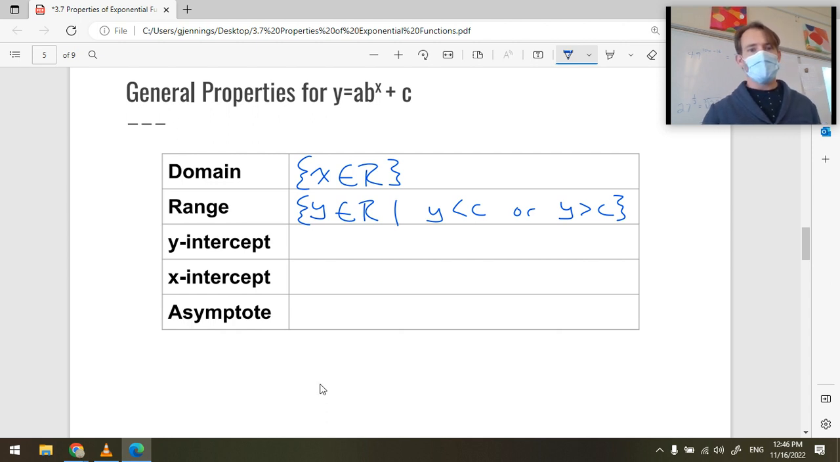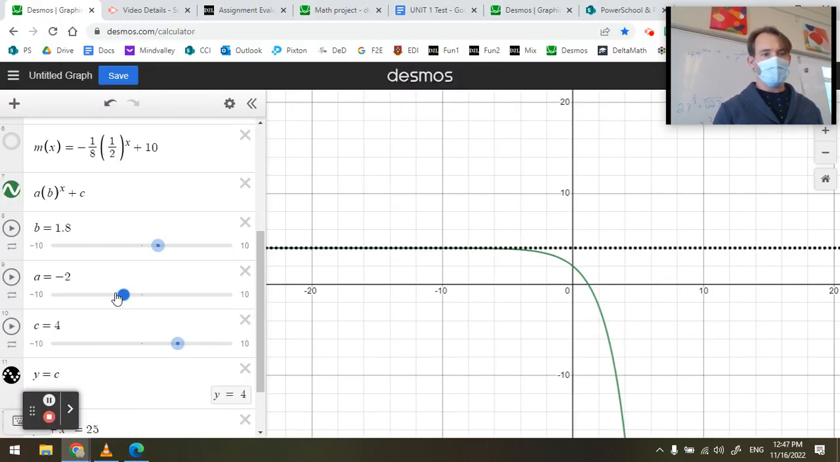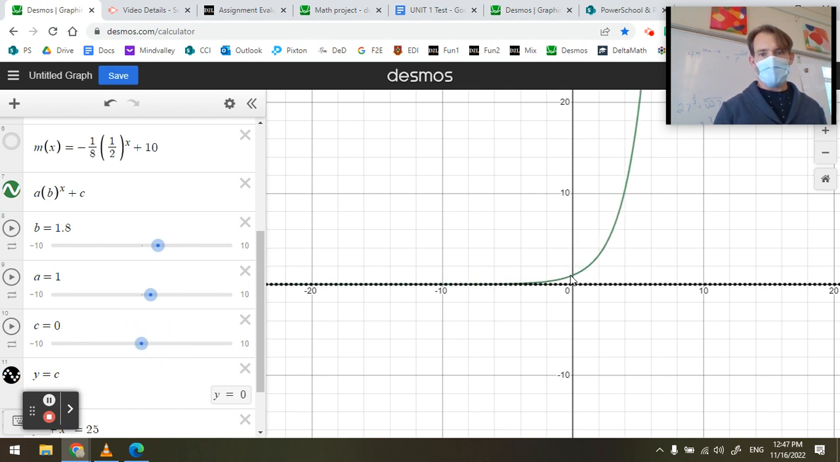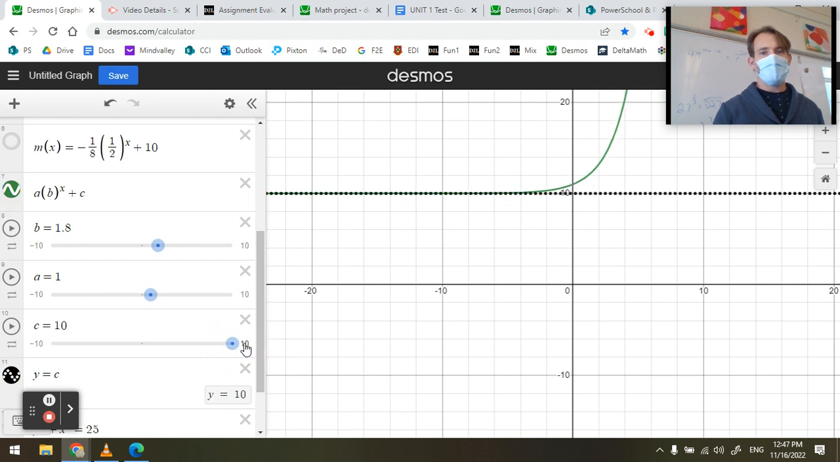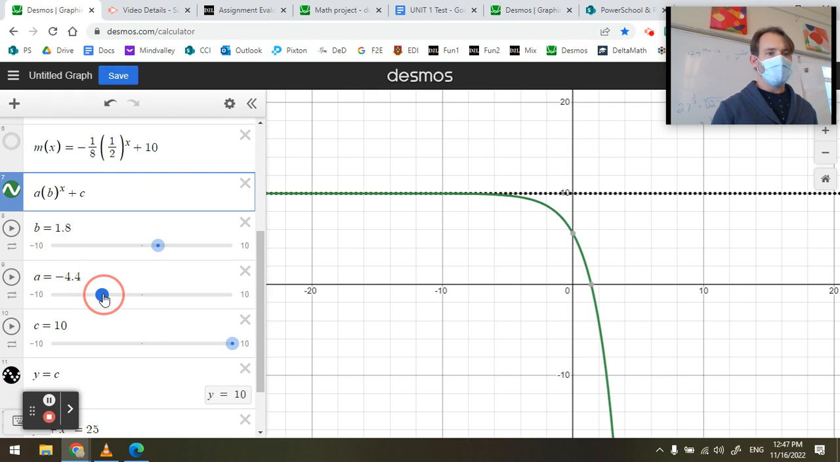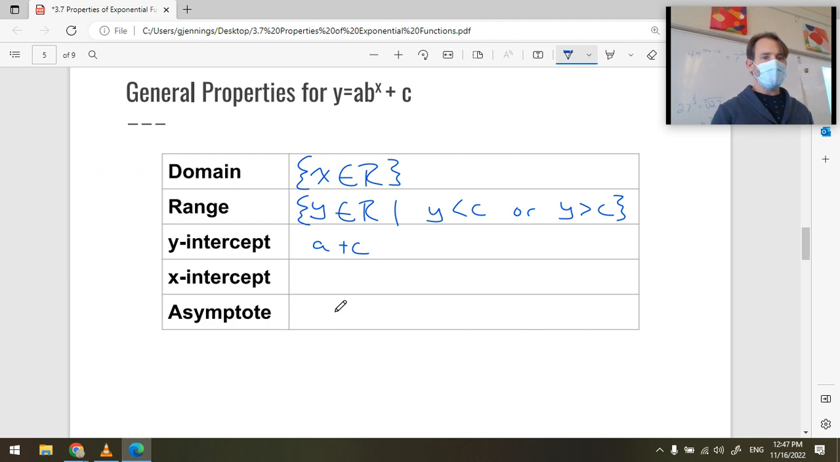The y-intercept is a plus c. If c is 0, it's very clear to see that the y-intercept, here, let's make a 1, and let's make c 0. And in this case, we're going to see that the y-intercept is there 1, right? As I increase c, that's increasing the y-intercept, so let's make c 10. Okay, now the y-intercept will be 11. But if I now decrease a, like I make a negative 10, notice that a plus c is still giving me that y-intercept. If a is less than that, let's say it's 4, here it's going to be 6, right? Oh, whatever, it's going to be 6.2. There, 6.2. It's a plus c. Ooh, yeah, kind of does.